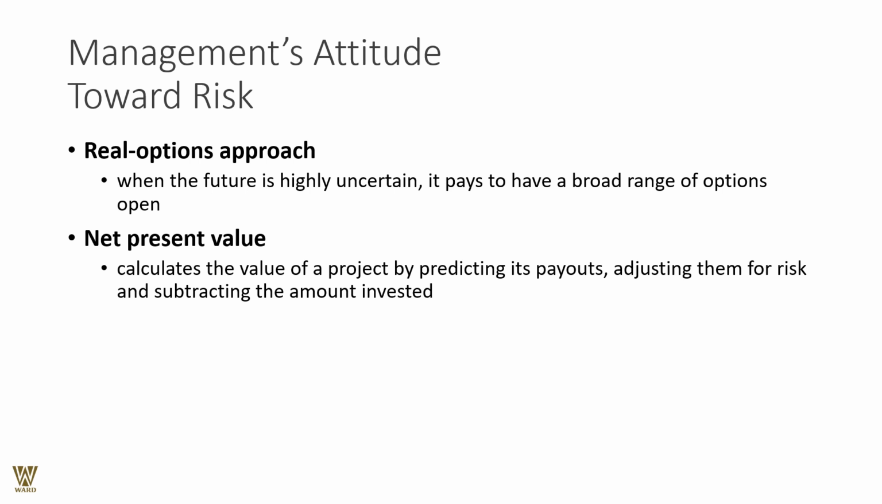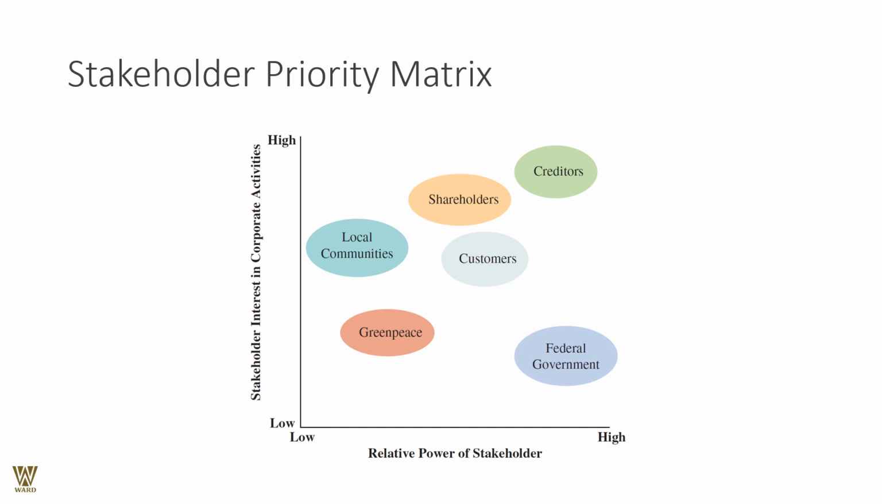Net present value calculates the value of a project by predicting its payout, adjusting it for risk, and subtracting the amount invested thereby. Then comes the stakeholder priority matrix. This is what we are talking about in terms of relative power of stakeholders, as in low and high, and the stakeholders' interest in corporate activities. The low and the higher part is the green piece, the federal government, the customer, the local communities, the shareholders, and the creditors we are talking about.